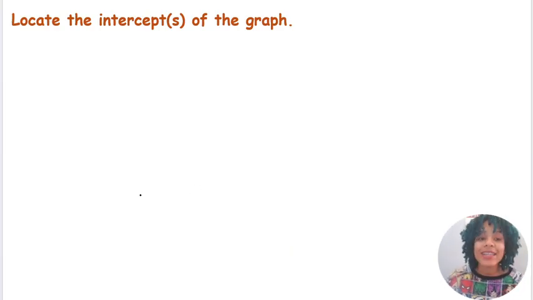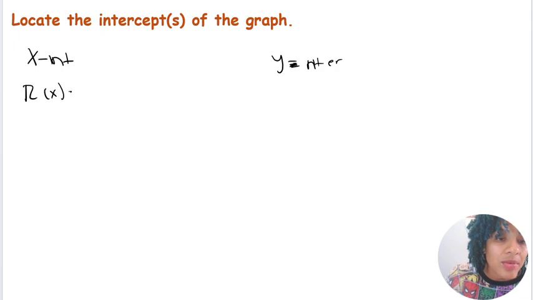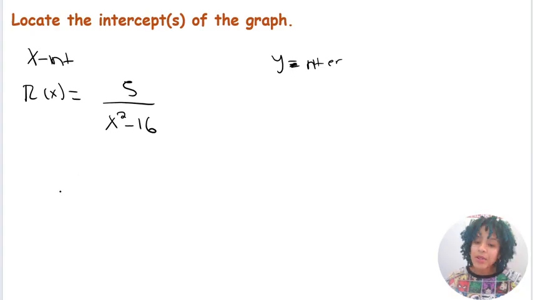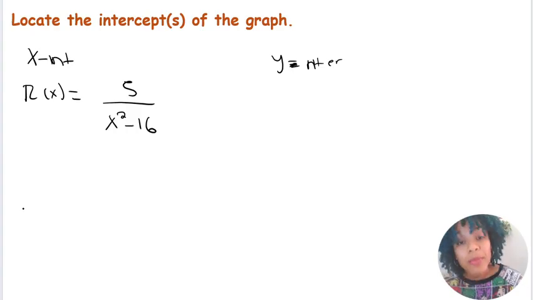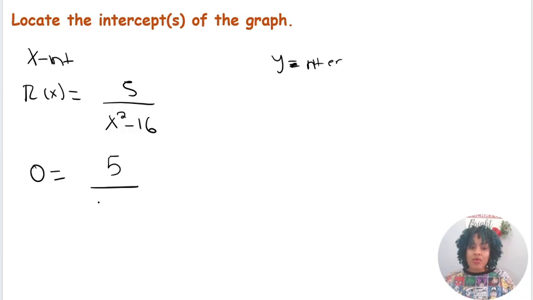It says locate the intercepts of the graph. So we need to find our x-intercept and we need to find our y-intercept. Okay? So my function again is r of x equals 5 over x squared minus 16. I'm going to start by finding my x-intercept. Therefore, I am going to set the y equal to 0. So y is r of x. So I am saying 0 equals 5 over x squared minus 16.